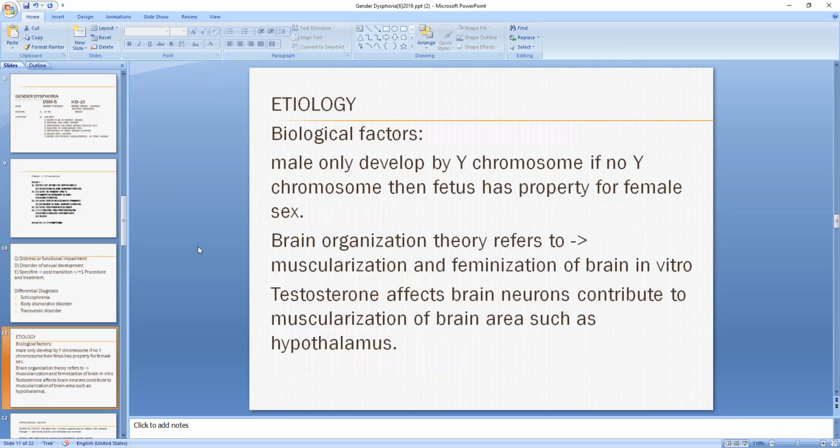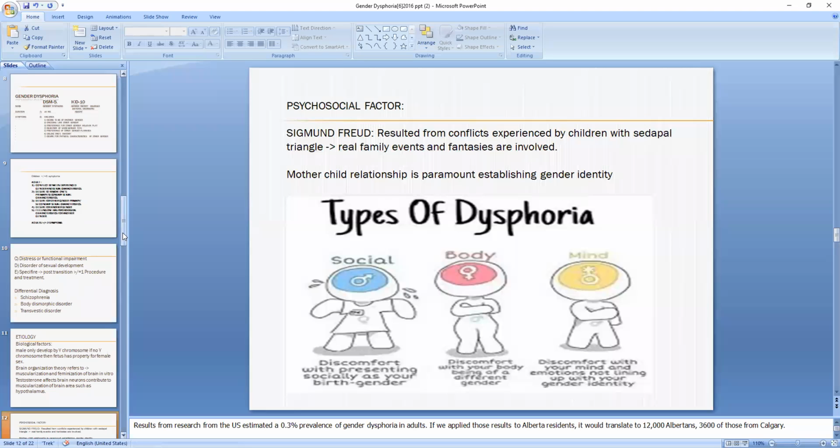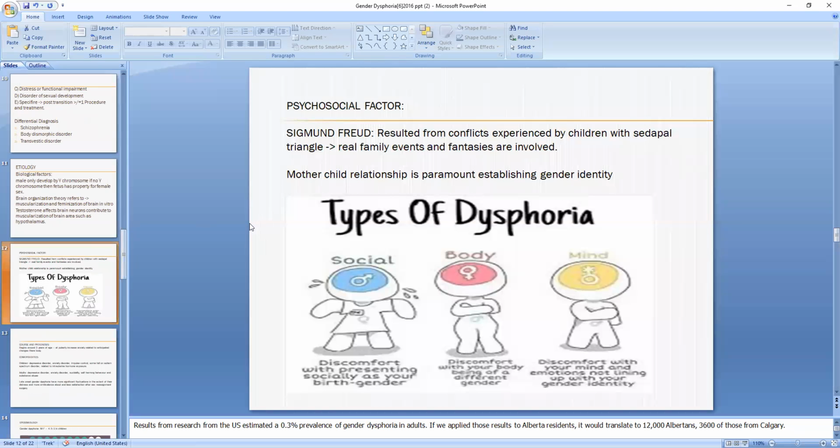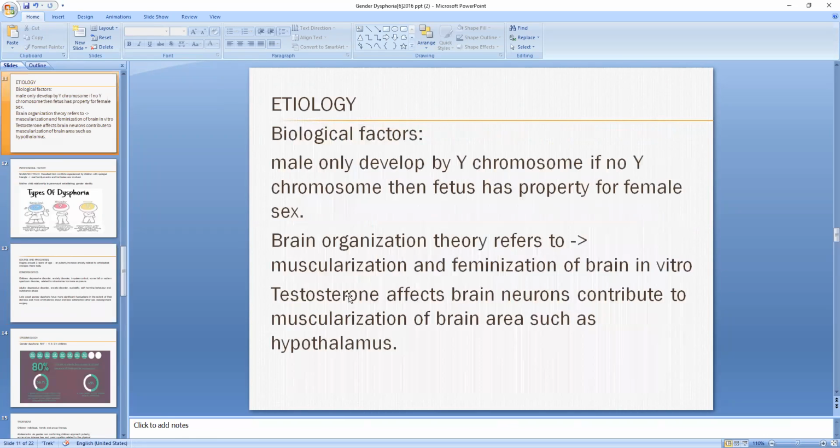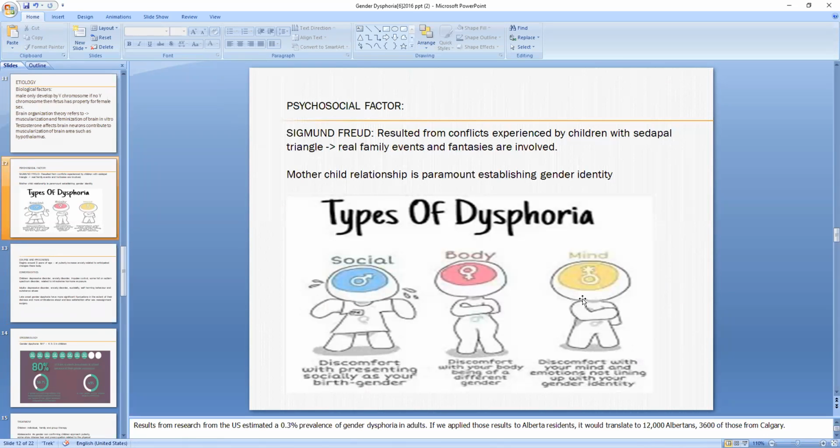Etiology of gender dysphoria. First is biological factors. Male development occurs only with the Y chromosome. If there is no Y chromosome, the fetus has the property for female sex. Second, the brain organization theory refers to masculinization and feminization of the brain in utero. Testosterone affects brain neurons and contributes to masculinization of brain areas such as the hypothalamus. Second is psychosocial factors. Here, Freud proposed that it results from conflicts experienced by children with the oedipal triangle. Real family events and fantasies are involved. The mother and child relationship is paramount in establishing gender identity. This is the type of dysphoria that depends on social, body, and mind.